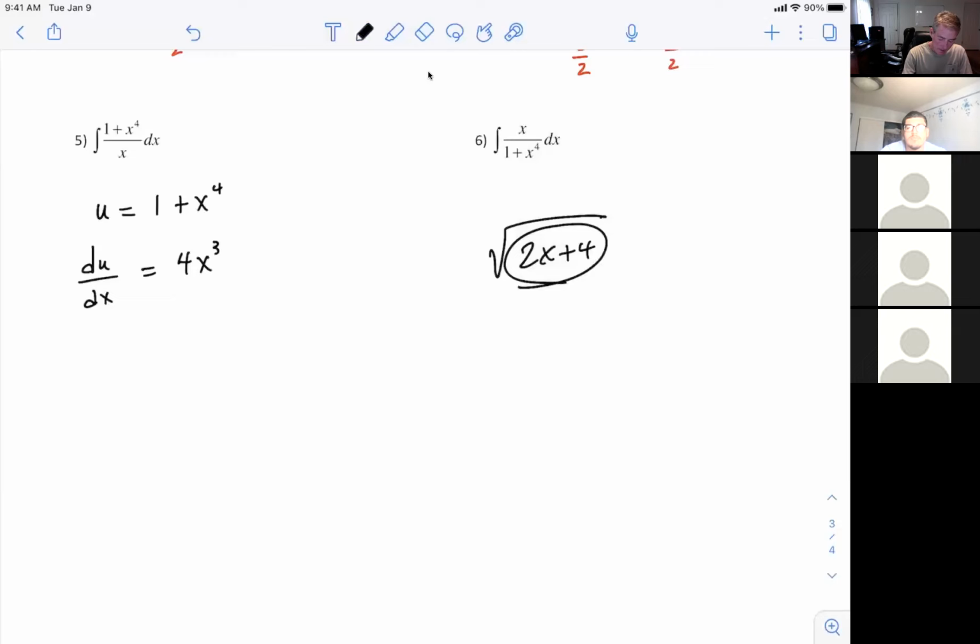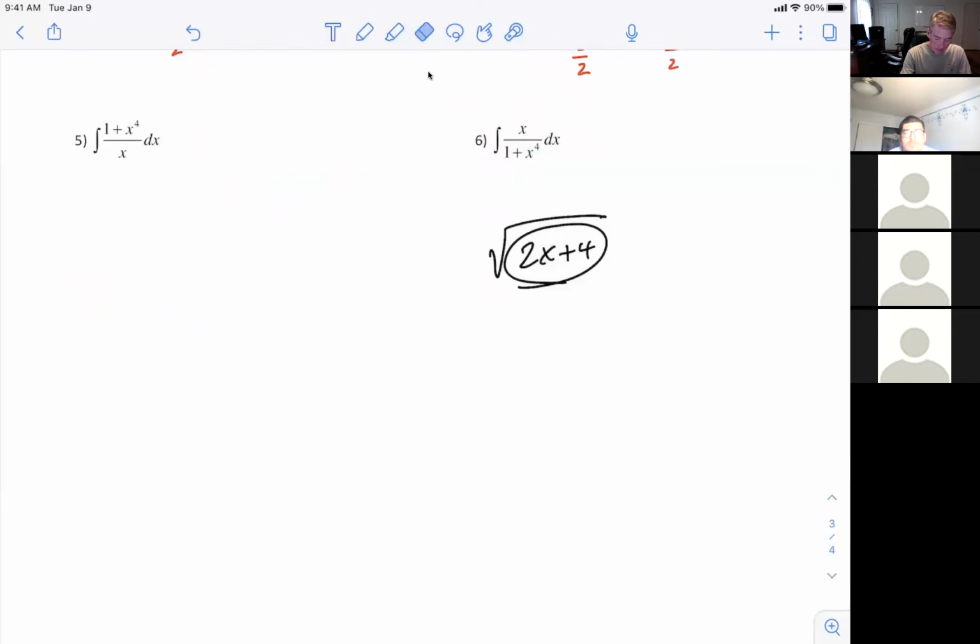And if you did that next step where you transfer the dx to the other side, this part right here is saying, okay, you're going to need an x cubed times a dx. Well, yeah, there's a dx, but there's no x cubed in the problem, which means this u substitution is not working. So we need to try something else.